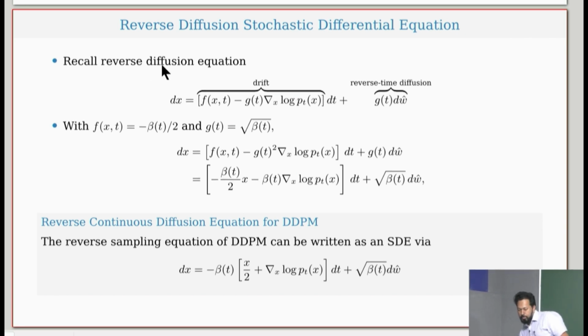We derived the forward one, and with that abstraction f(xt), g(t), we know from Anderson's result that this is the reverse one. With our choice of f and g, which came from the DDPM discrete process, we arrived at the continuous process, and from the continuous process we read out f and g. That f and g has to be substituted here, and this gives you the reverse process basically. So overall we get this reverse continuous diffusion process.